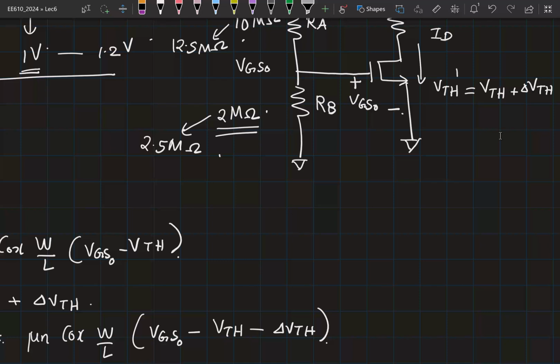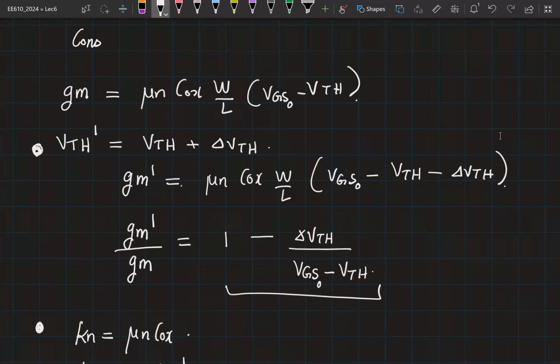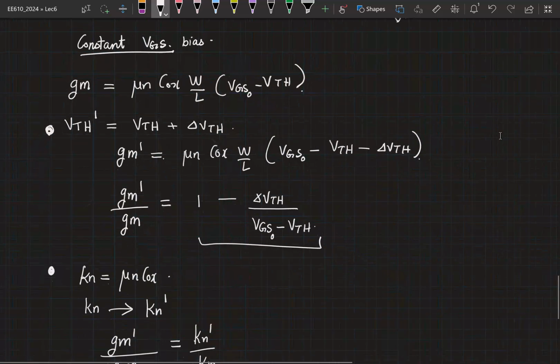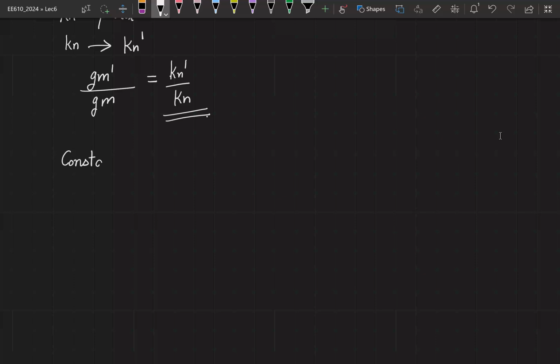Does it make sense to make VDS0 constant and then look at the biasing? Can VDS0 alone determine the transistor's operating region? No, right? So then the third option is to try and make your ID constant. Constant VGS biasing is what we have been doing so far. What if instead of making VGS constant, I try to do a constant ID bias?